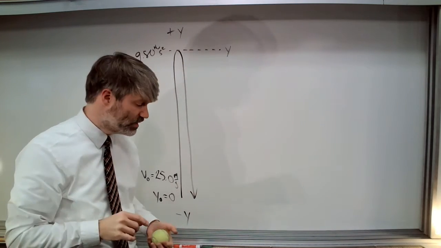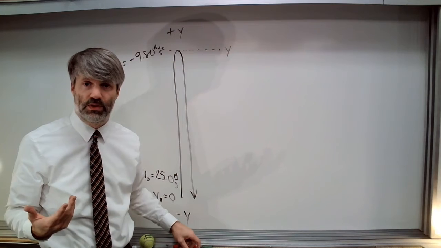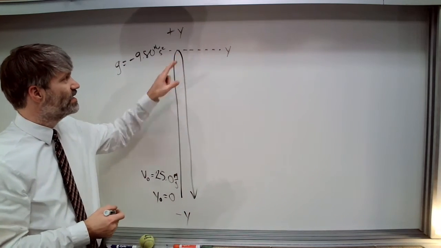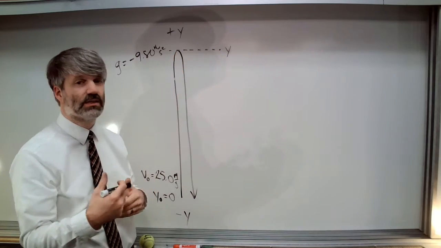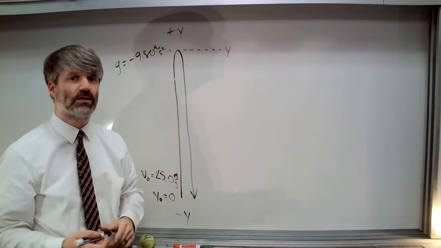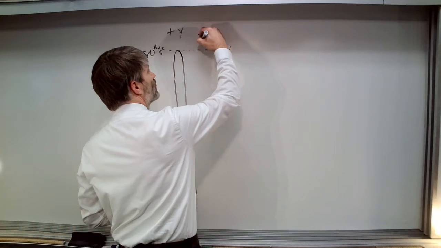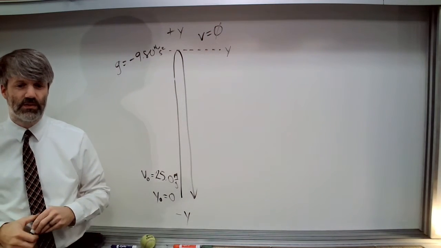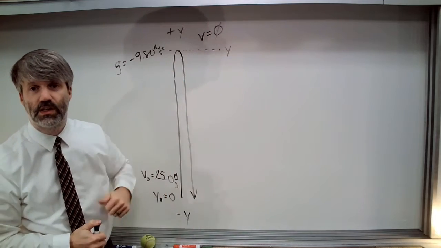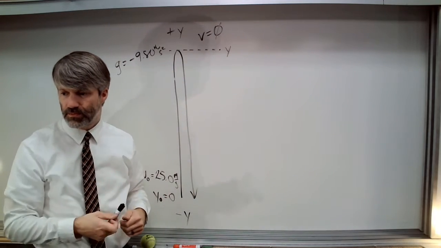Now that's another key that actually makes it fairly easy to work with these problems. Because I can say the velocity at this point, at the top, is 0. That's another value that I know. So the velocity is 0 right at the very top, and then it starts to become very negative again on the way down.